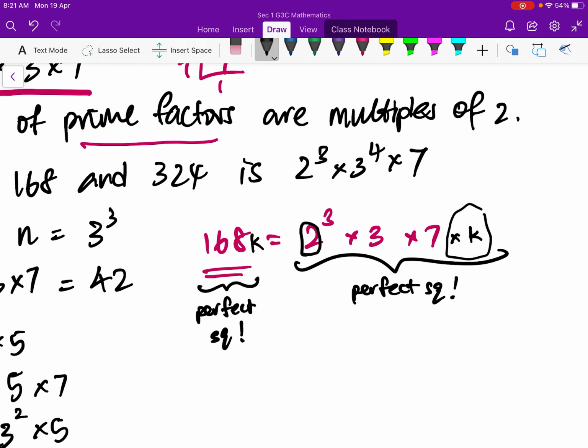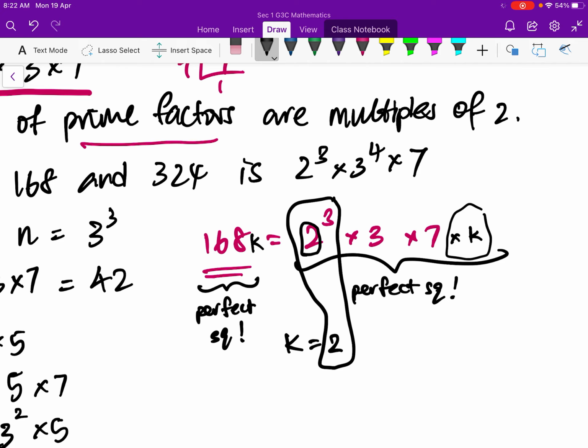But we cannot accept so many answers. So if you look at the question again, it says the smallest integer k. Smallest. Therefore, we are only taking one 2 to be inside the k. There is only one of it. So k will be equal to 2 to the power of 1, such that when you take 2 power 3 times 2, you get 2 power 4. Now it's a perfect square because the power is a multiple of 2.